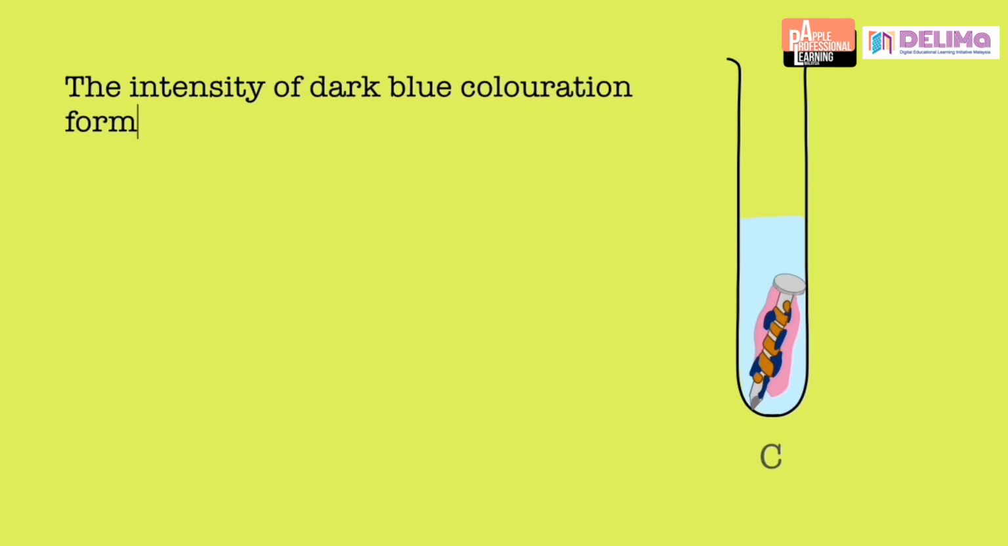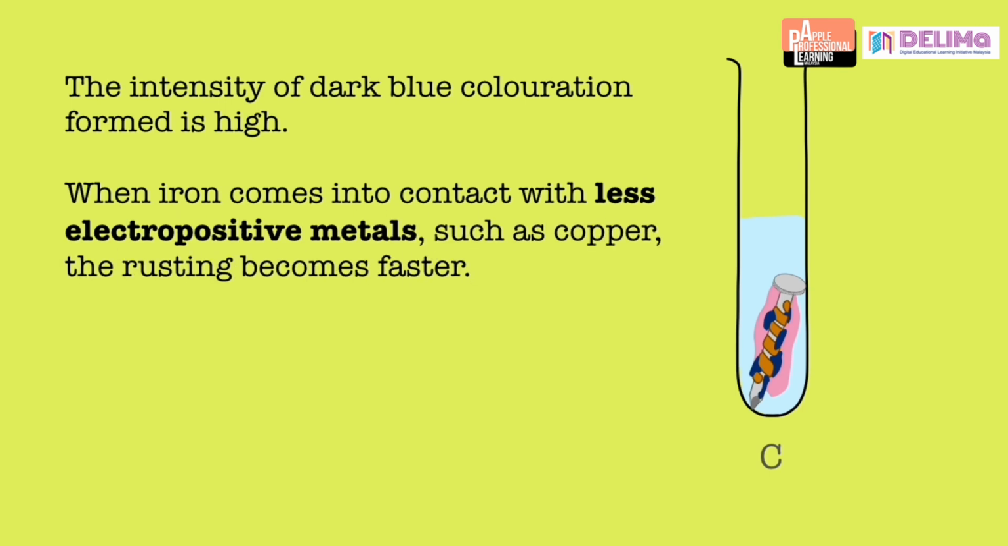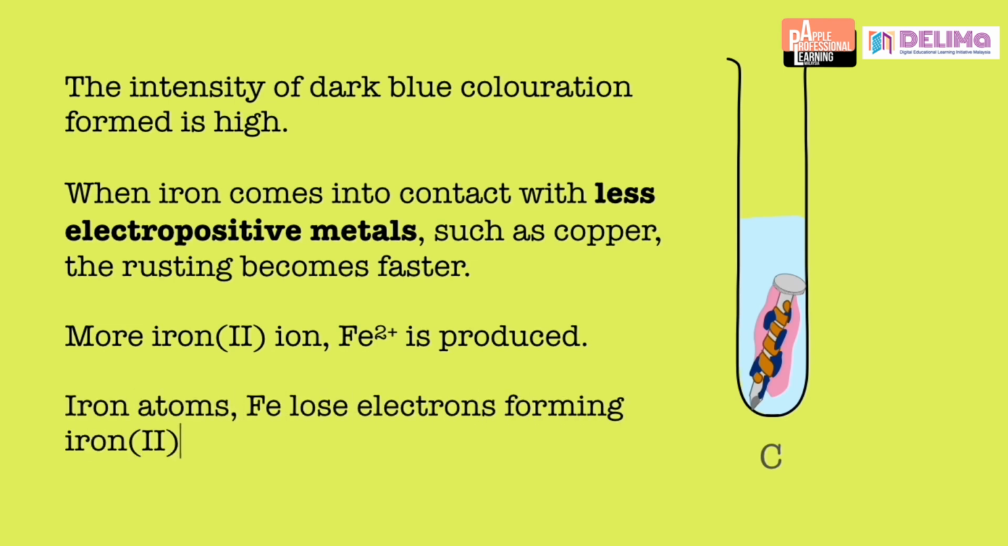In test tube C, the intensity of dark blue coloration formed is high. When iron comes into contact with less electropositive metals such as copper, the rusting becomes faster. More iron(II) ion is produced. Iron atoms lose electrons, forming iron(II) ions faster.